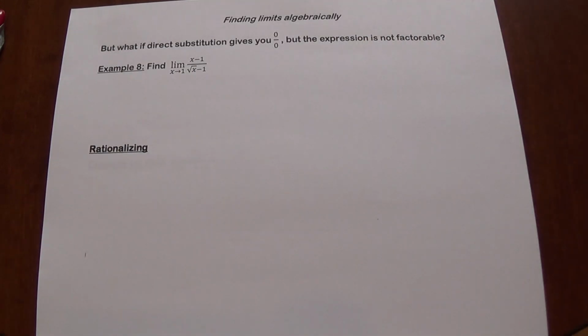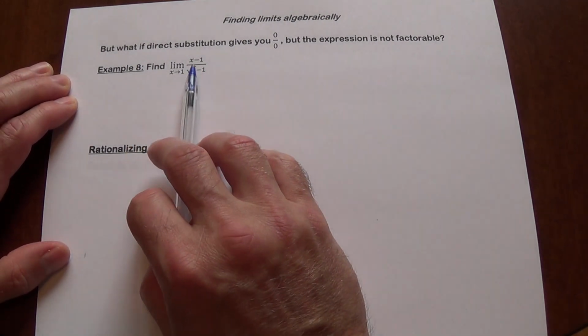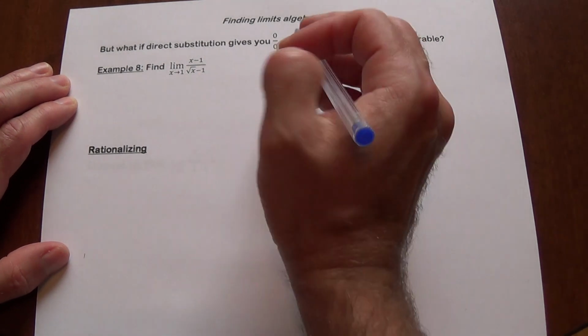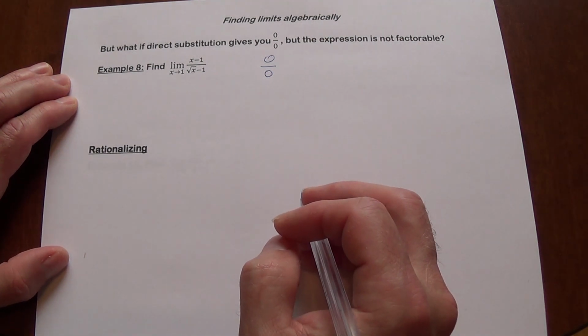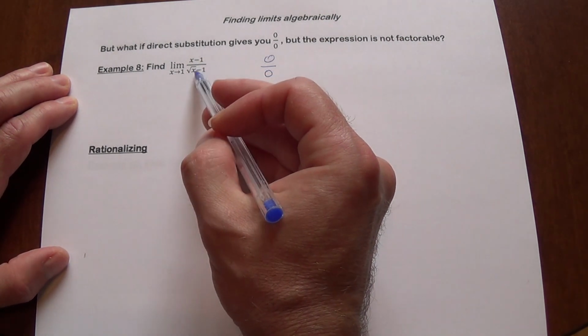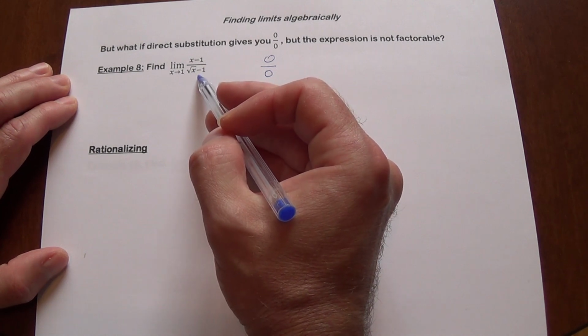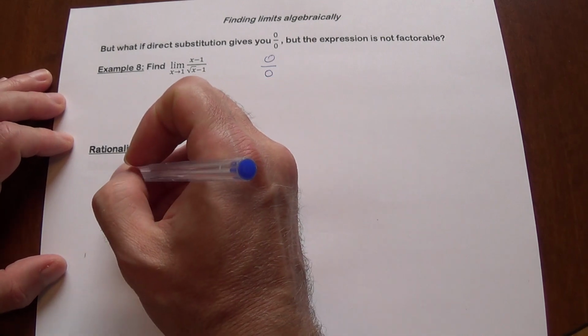But sometimes you're going to have situations when you have 0 divided by 0, but the expression is not going to be factorable. And when that happens, there's another way to handle that. First of all, when you see this expression, x minus 1 over x square root of x minus 1 as x approaches 1, this is going to be 0 divided by 0. So we have indeterminate form. But these are not polynomials, well, at least the bottom is not, and we can't really factor it. So there's another method that we use called rationalizing.